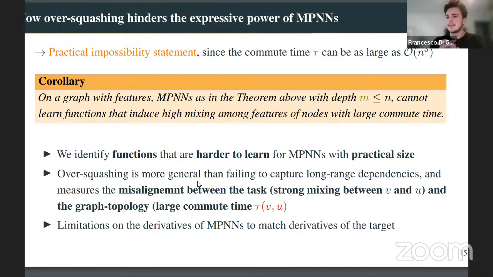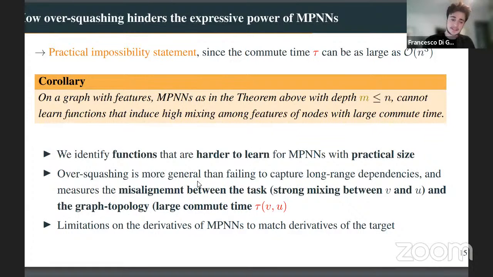So this is the main theorem and the main result of the paper for a few reasons. So first, in a way, we have identified classes of functions that are harder to learn for message passing networks with practical size. So here we are saying that if we have practical size architectures, so the depth doesn't grow quadratically or even cubically in the number of nodes, functions that are heavily dependent on the interactions between nodes at large commute time will not be able to be approximated by your architecture.